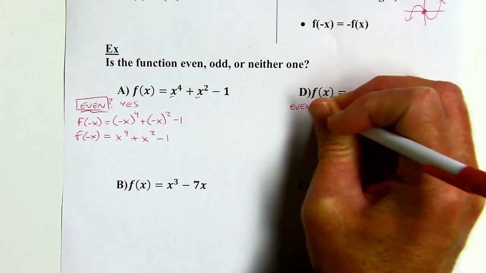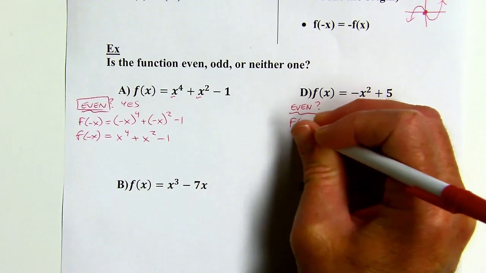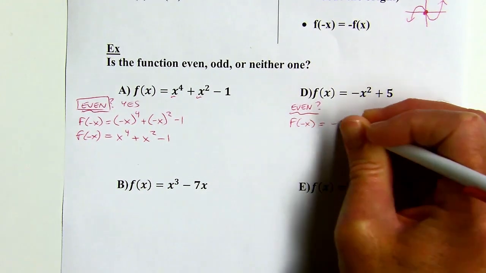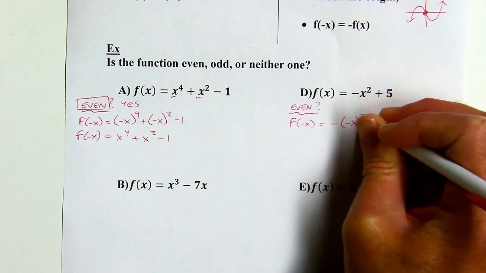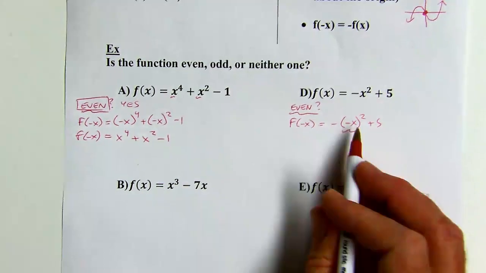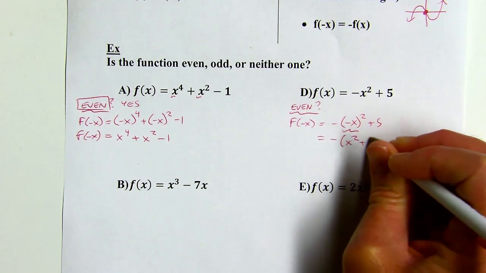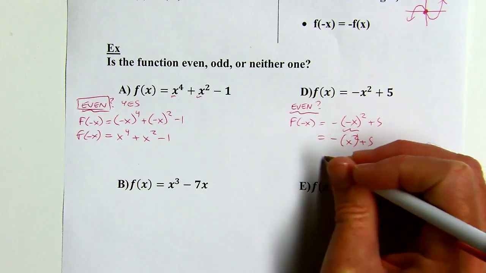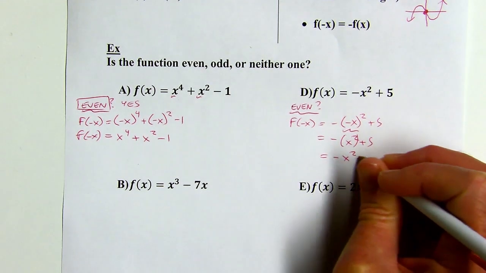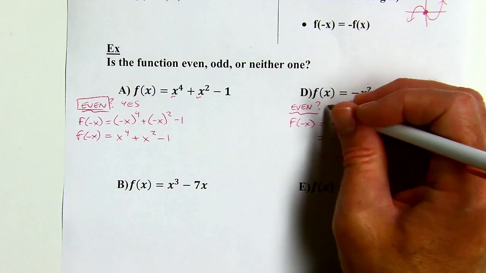Asking myself, is this even? So let's find f of negative x, and take the opposite of negative x squared. Make sure to use parentheses, that's going to make a difference. This is going to come out to positive x squared there. And then I've got negative x squared plus 5. Well, my answer is going to be yes again. This is another even one.